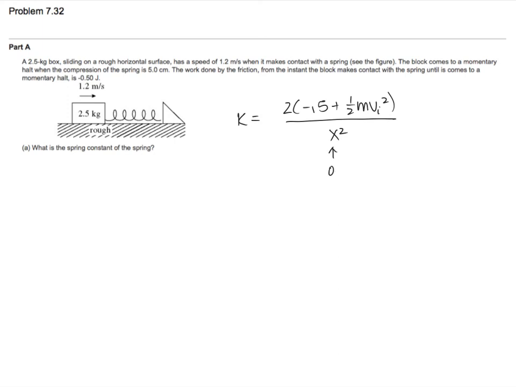x is 0.05. That's because we have to change it into meters from centimeters. It's the amount the spring was compressed. If we plug in our values, we get a K of 1,040 newtons per meter.